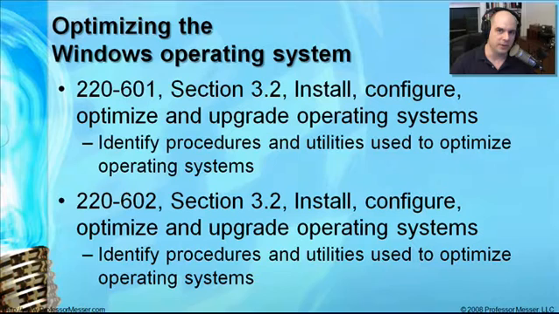I'm James Messer, and in this module, we're going to talk about these different pieces of 220-601, our Essentials exam, and our 220-602 exam. And notice the text between those two exam requirements is almost identical. We need to know how to install, configure, optimize, and upgrade operating systems, specifically know the procedures and utilities that we can use to optimize the operating system.